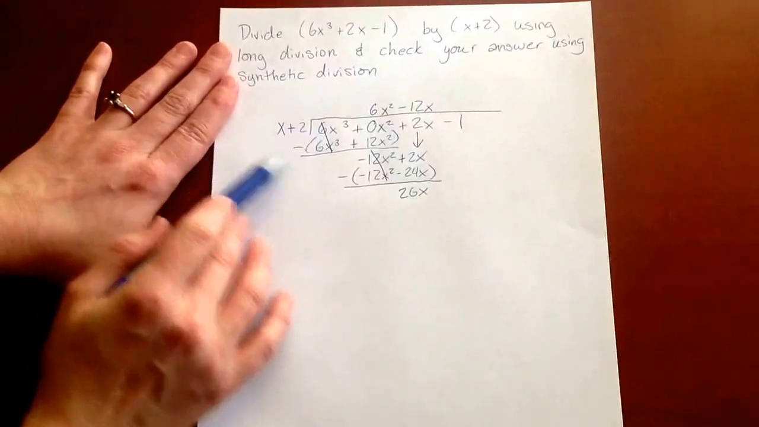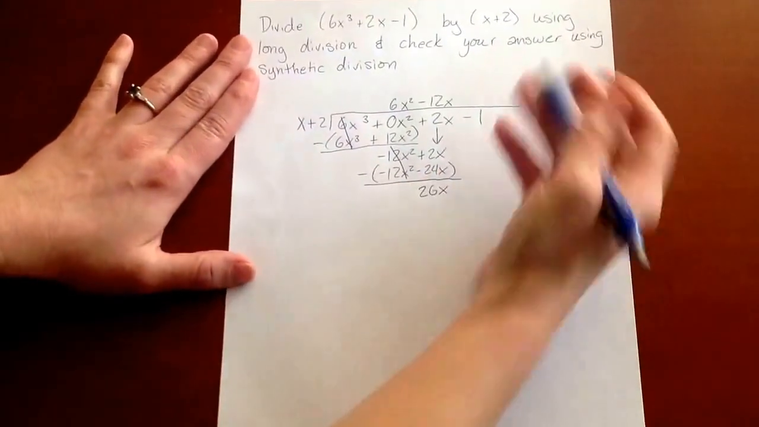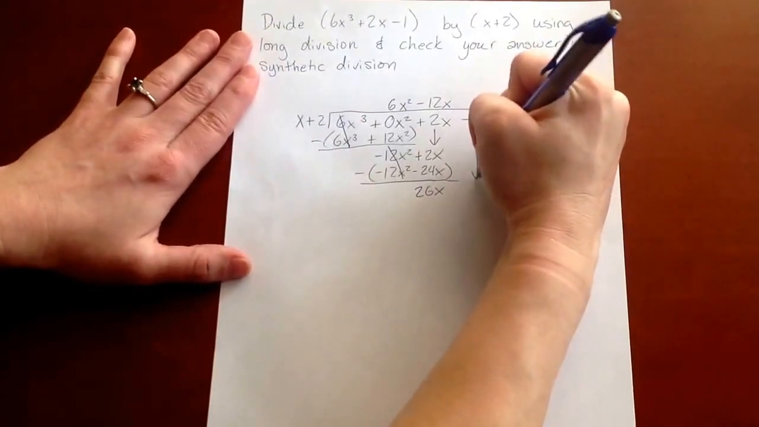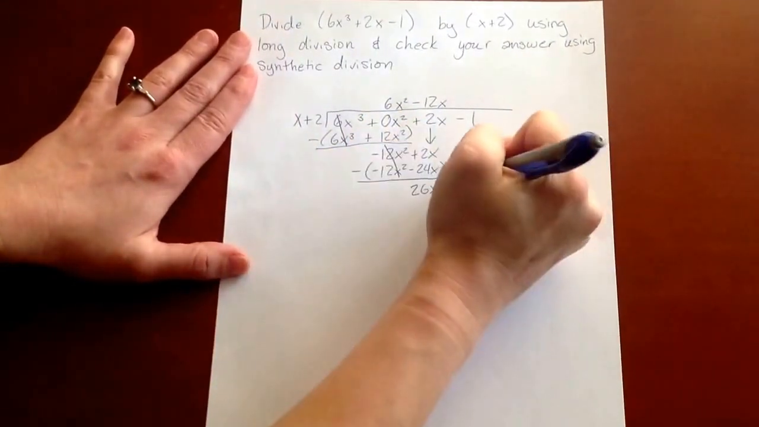And now again, we can't divide a binomial by a monomial, so we have to bring down that next term. So we bring down the negative 1. Don't forget the sign associated. So minus 1.